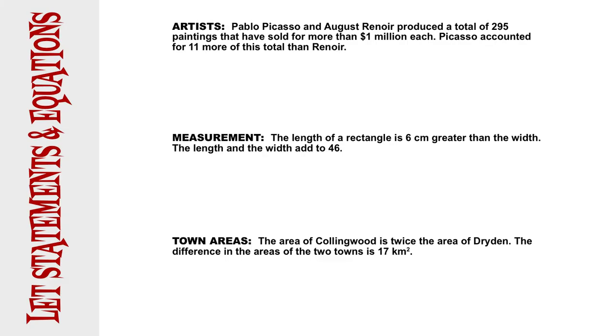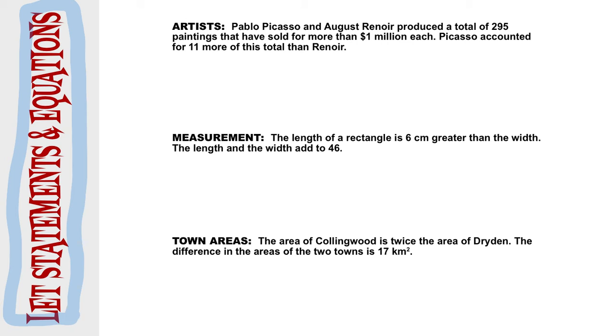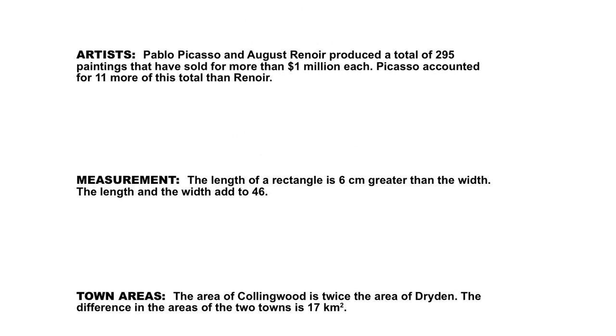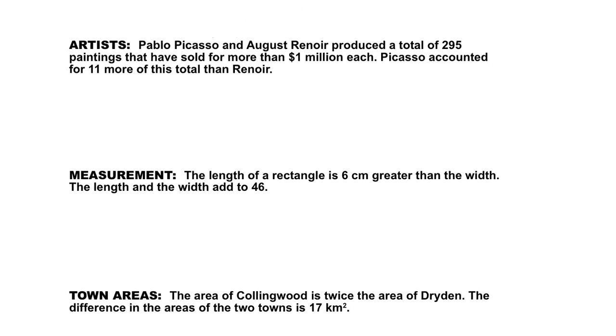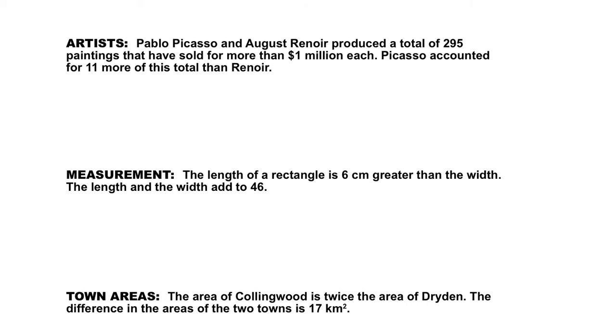And now we move on to creating let statements and equations for each of the word problems on the slides. So looking at our first situation, we've got Pablo Picasso and Renoir. They produced a total of 295 paintings that have sold for $1 million each. Picasso accounted for 11 more of this total than Renoir.